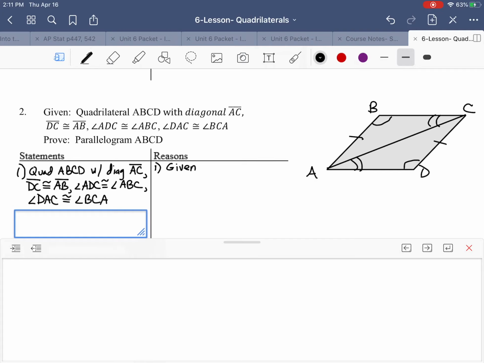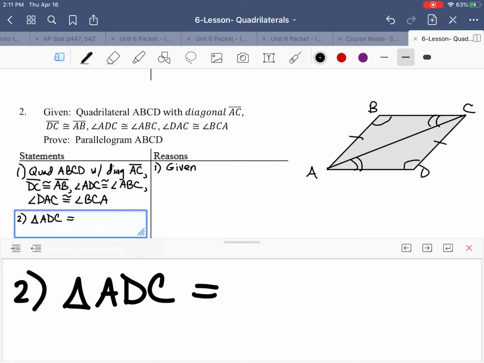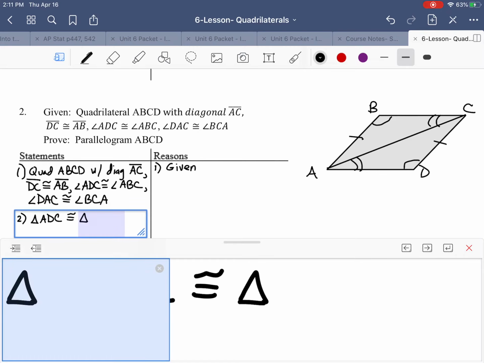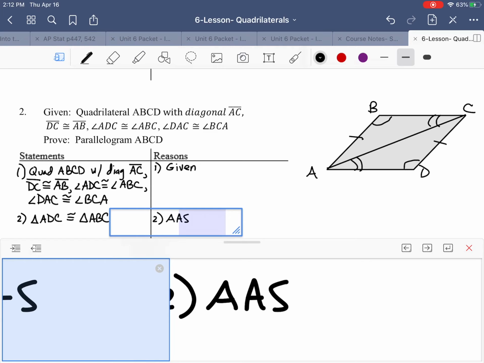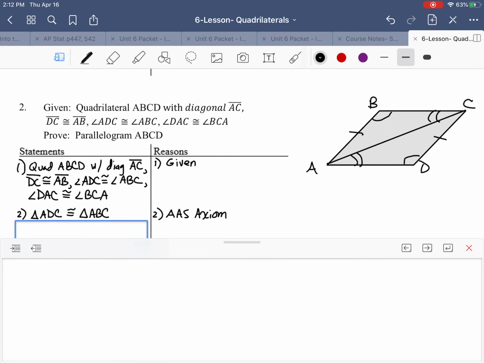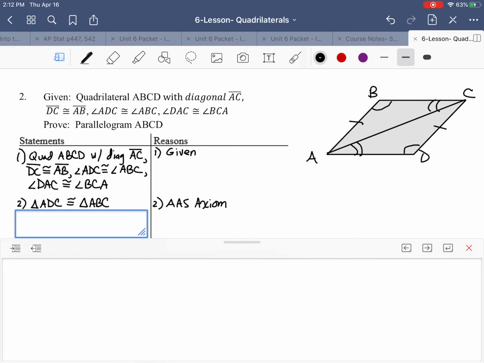All right, so everything here has been established for us. We can actually jump, and I'm going to do this right away just because, maybe it's relevant, maybe it's not, but it's something we can do. Triangle ADC is congruent to triangle ABC, and that would be by the angle side axiom. All right, so we got a little something cooking here.